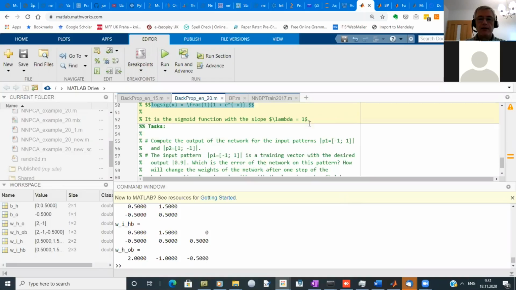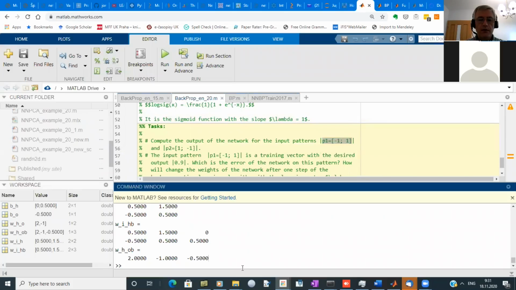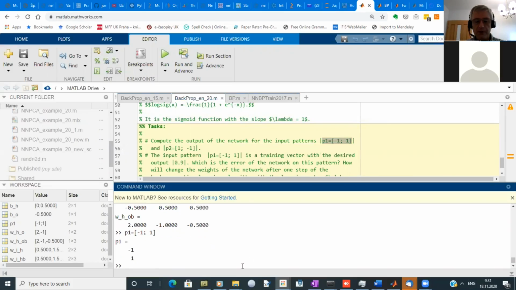And we will start with the first task. You should compute the output of the network for the input pattern P1. So it's better to copy the formula for the pattern. So the first pattern is -1, 1, this input, and you should compute output of the network.